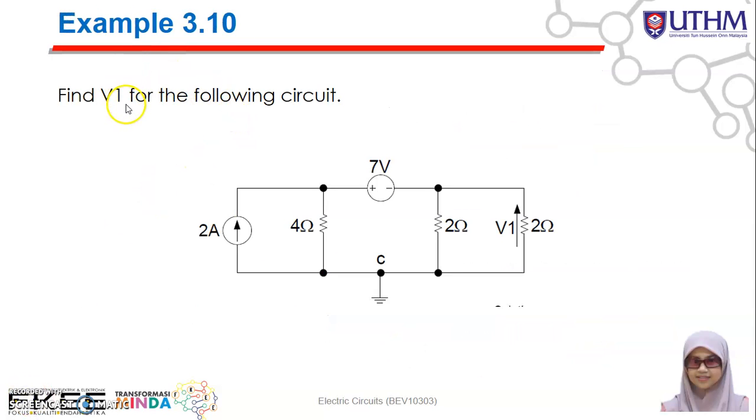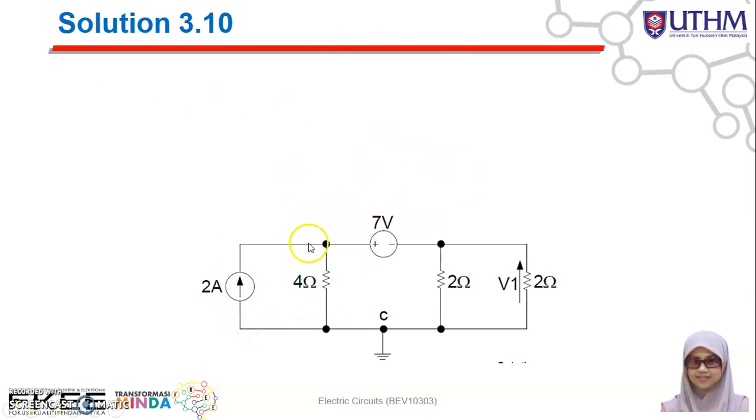Next, we go to the second example, which is example 3.10. Find V1 for the following circuit. In here you have a current supply and a 7 volt voltage source connected between the two non-reference nodes. So here you can consider it as a supernode.